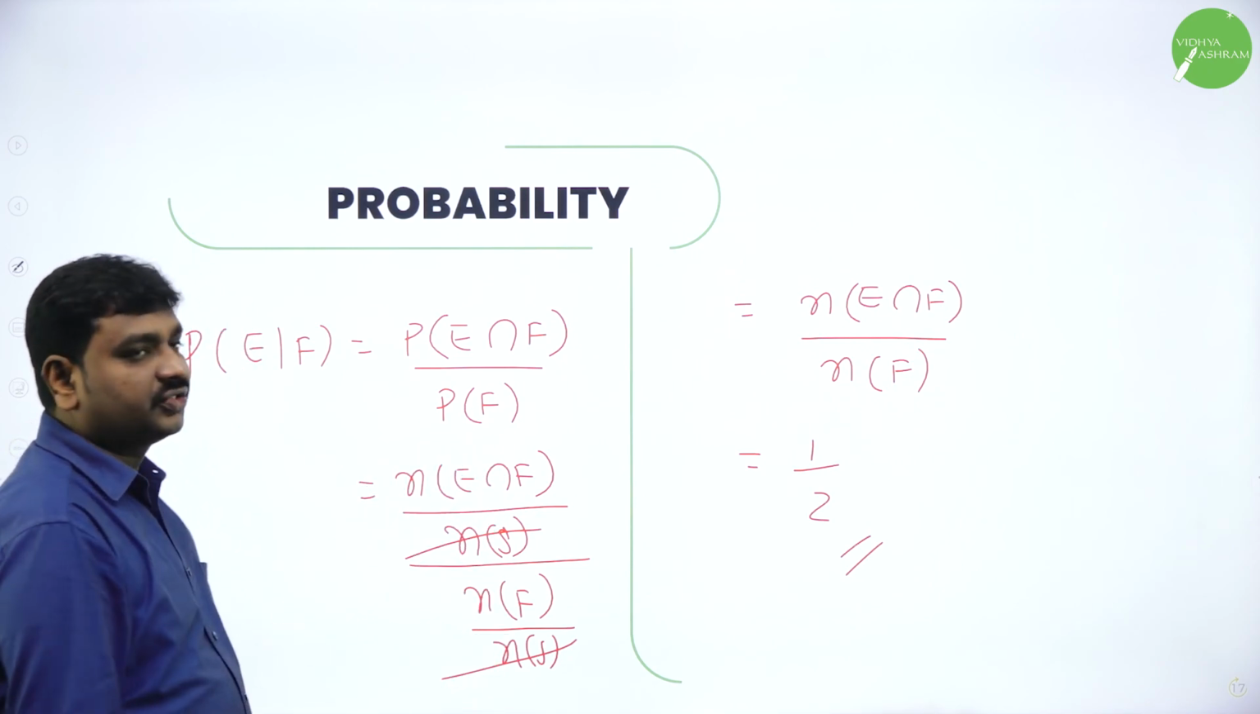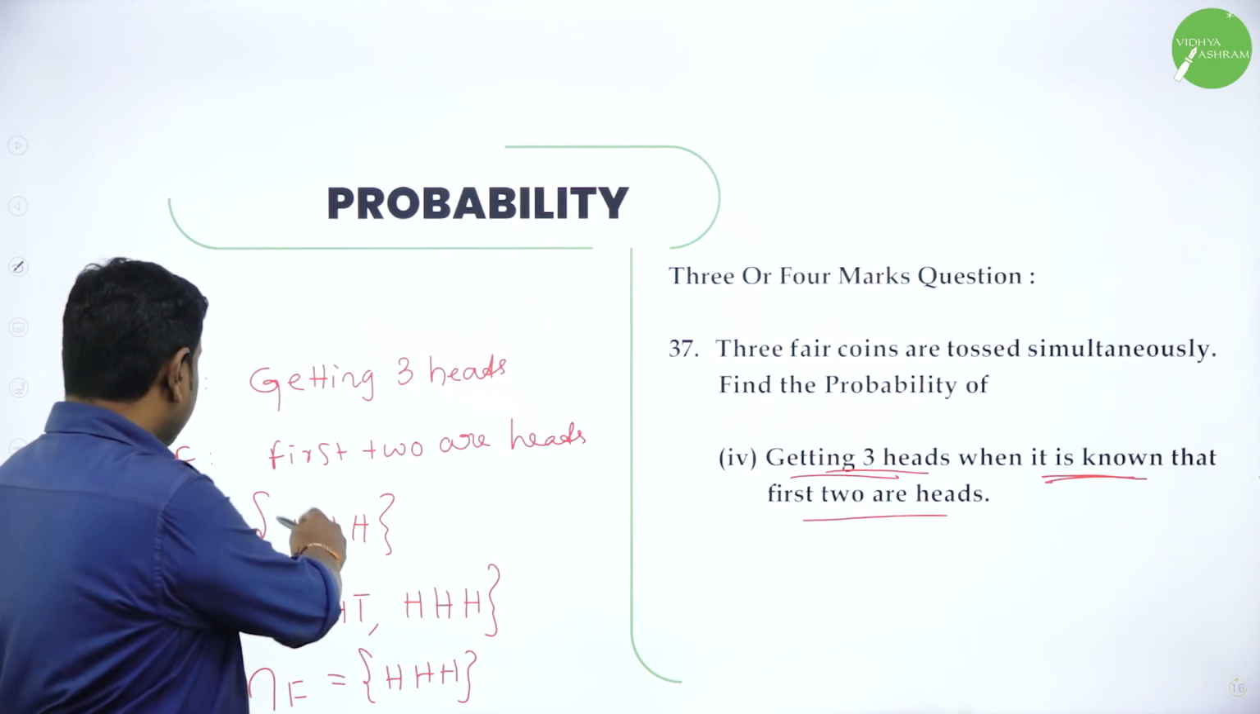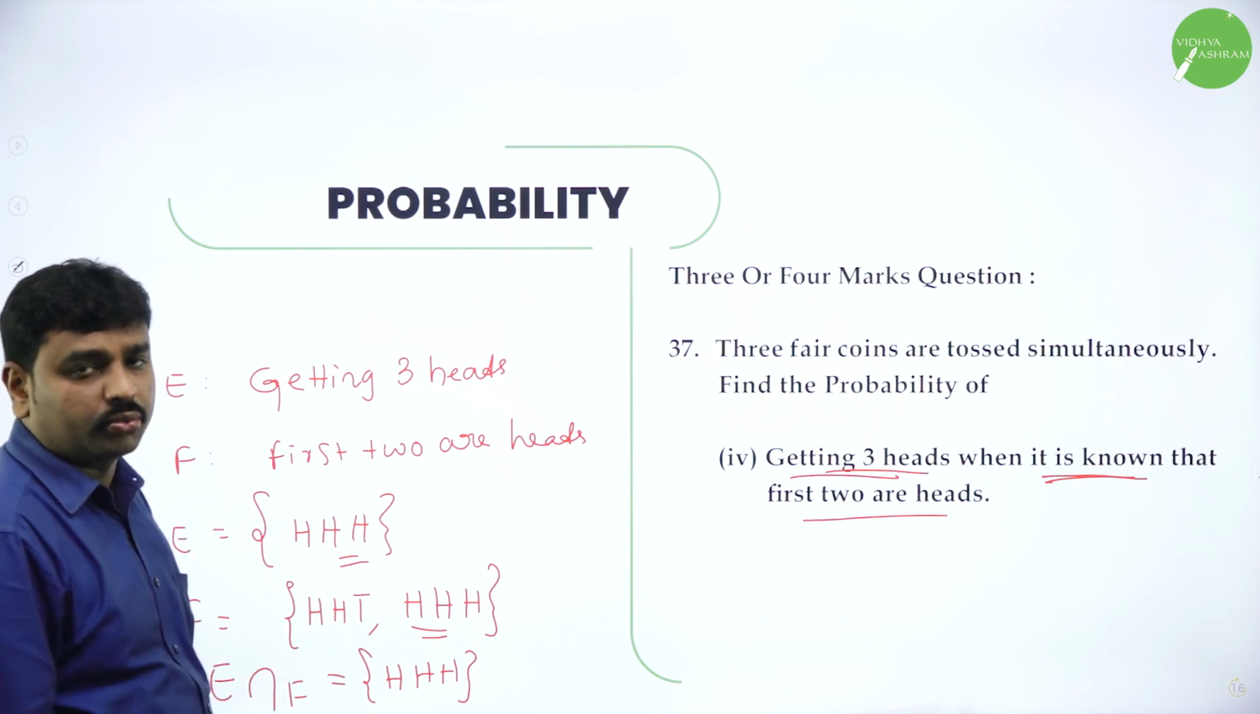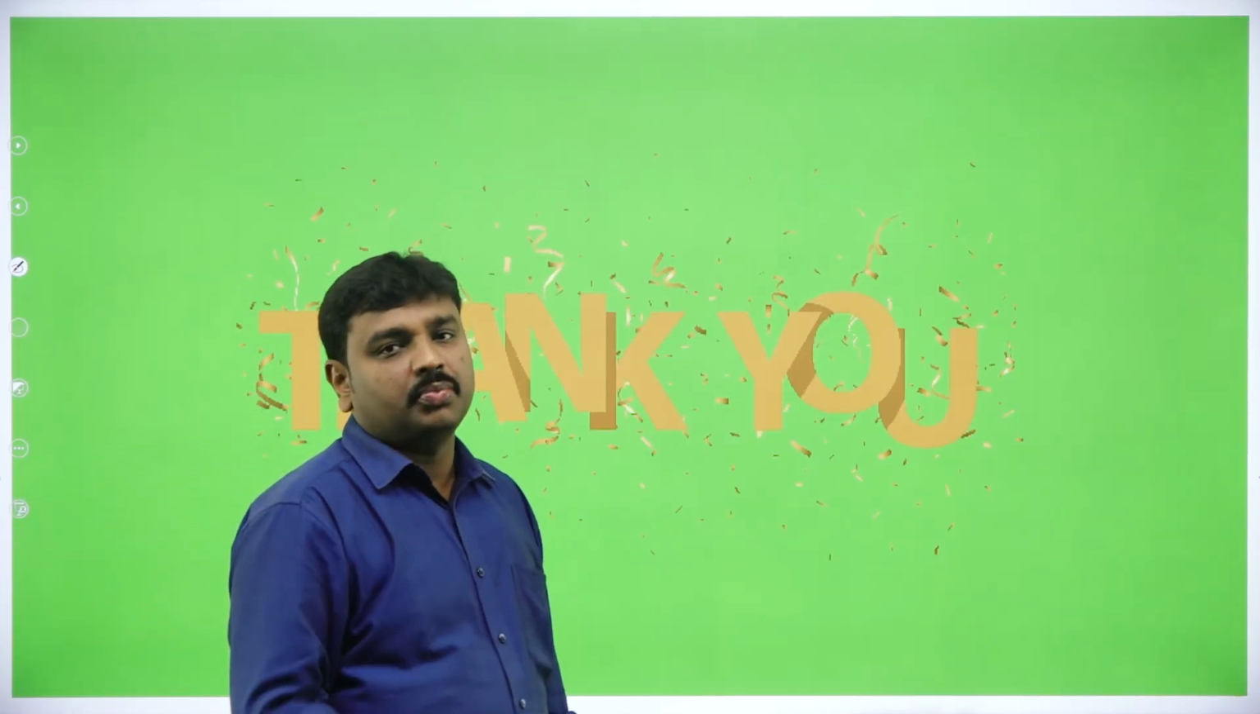I hope all of you got this. E intersection F means common for both. What is common for both? H, H, H. That is common. Only one output. So, I hope all of you understood the problems that I have done.